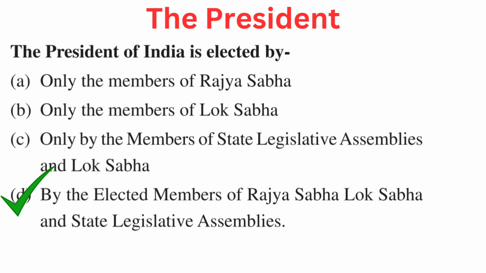Your question is, the President of India is elected by, your options are A. Only the members of Rajya Sabha, B. Only the members of Lok Sabha, C. Only by the members of state legislative assemblies and Lok Sabha, or D. By the elected members of Rajya Sabha, Lok Sabha and state legislative assemblies. Right answer is D. By the elected members of Rajya Sabha, Lok Sabha and state legislative assemblies.